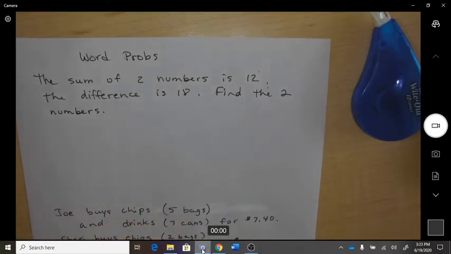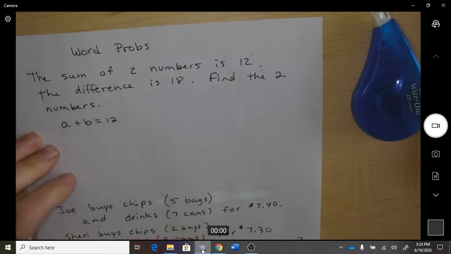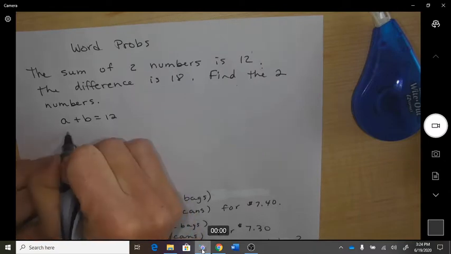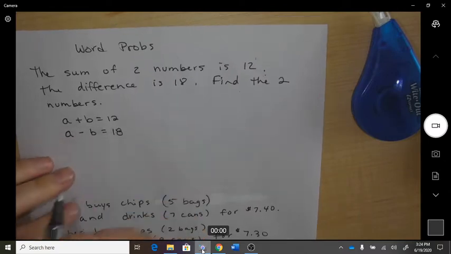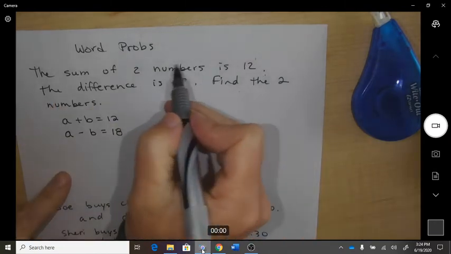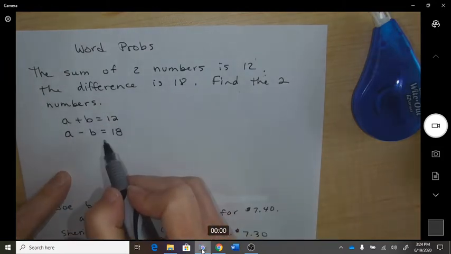Okay, word problems for systems of equations. The sum of two numbers is 12, so I'm going to go like this: A plus B is 12. The difference is 18. Okay, so then I can write A subtract B is 18. Find the two numbers. So this first sentence is here, second sentence is here. It's all in math now.